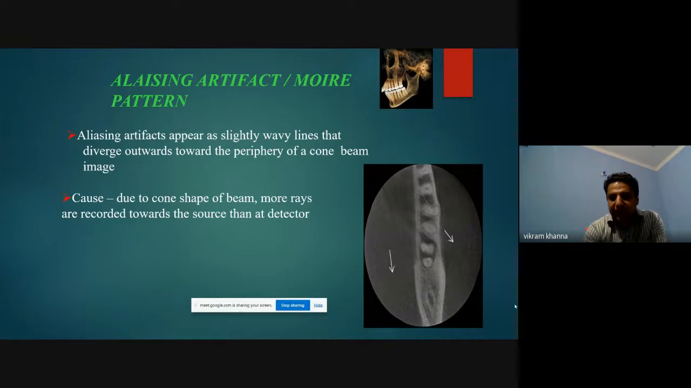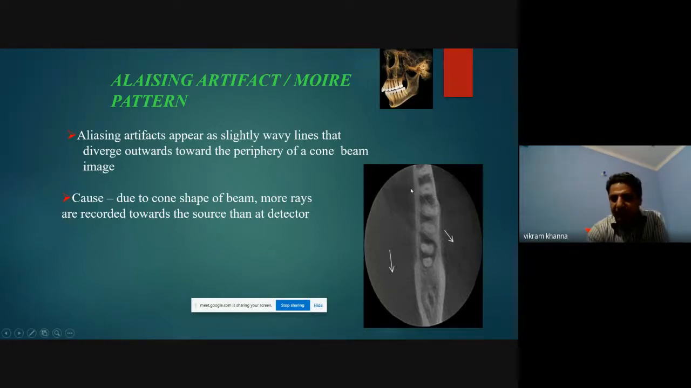More rays strike the initial part of the structure, and when the beam comes out of the other part, a lesser number of rays are recorded. So this is again an artifact caused by the cone beam shift, and it can be removed with the help of the software now available. This is called a Moiré pattern.